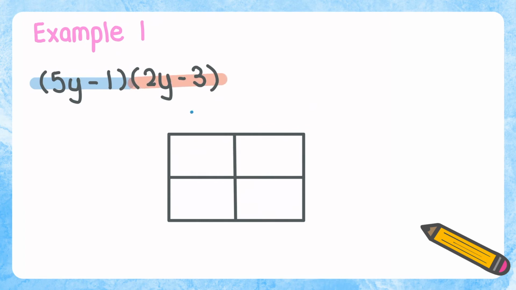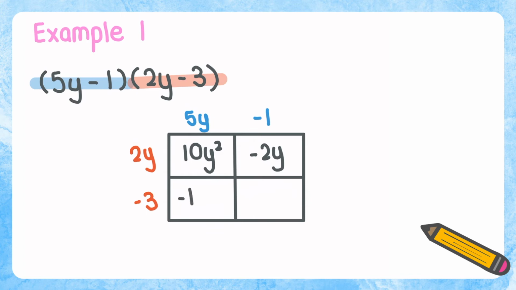So we have this 5y minus 1 and a 2y minus 3. So let's write that out. And then let's start multiplying out each mini box. So 5y times 2y is 10y squared. Negative 1 times 2y is negative 2y. 5y times negative 3 is negative 15y. And lastly, negative 1 times negative 3 is positive 3.